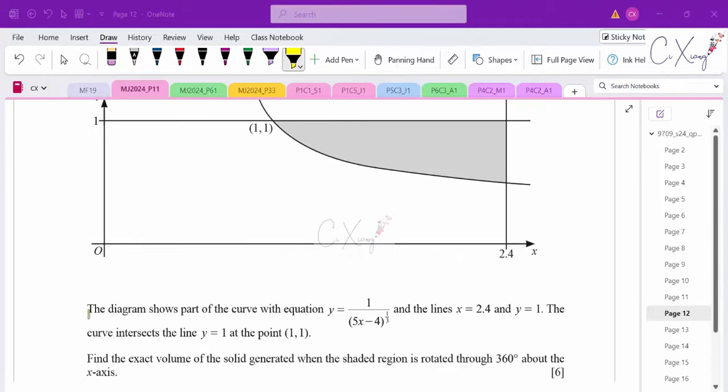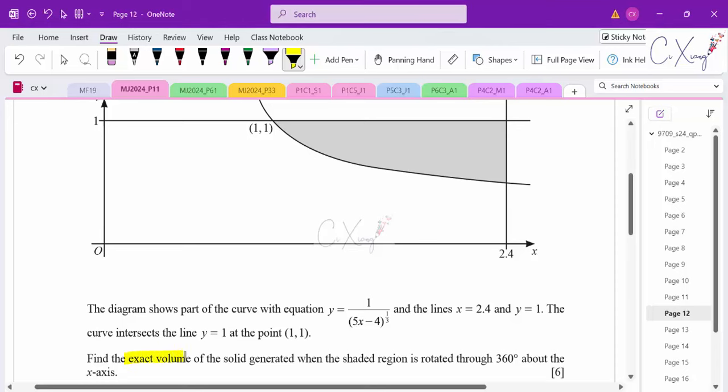Okay, so question number 9. The diagram shows part of the curve with this equation and the line x equals 4, and also y equals 1. The curve intersects the line y equals 1 at the point (1, 1). Find the exact volume, highlight the keyword exact volume, of the solid generated when the shaded region is rotated 360 degrees about the x-axis. So my final answer should be in exact value, yeah?